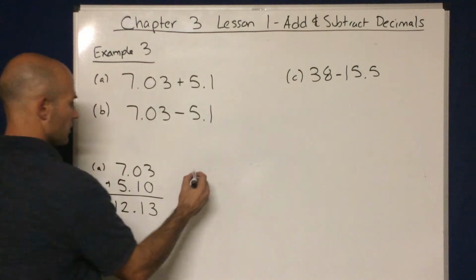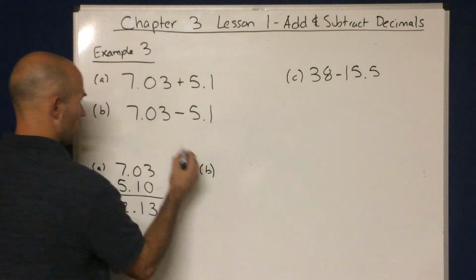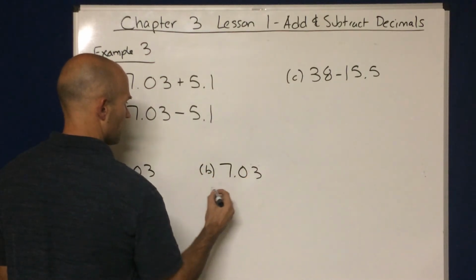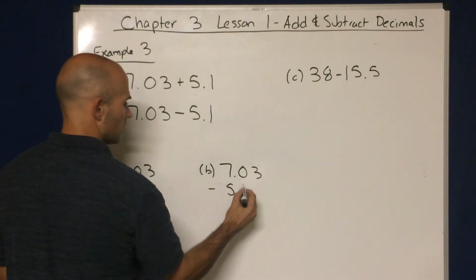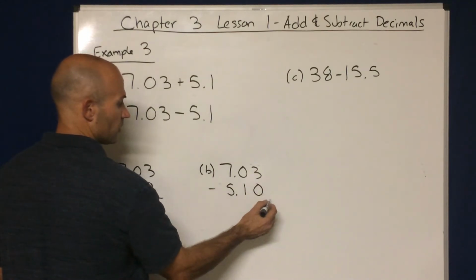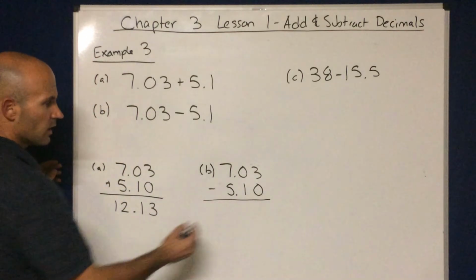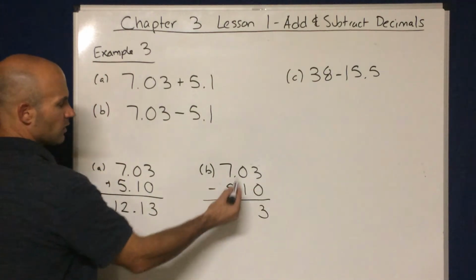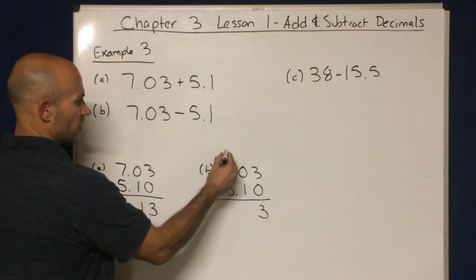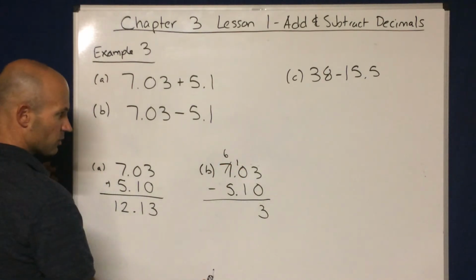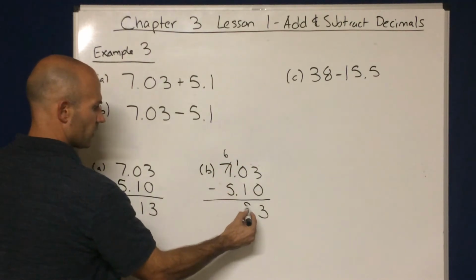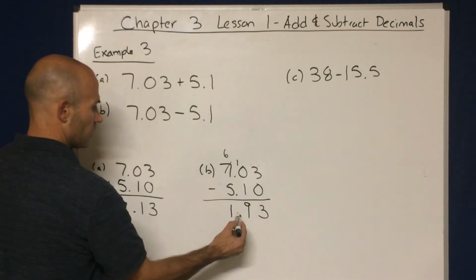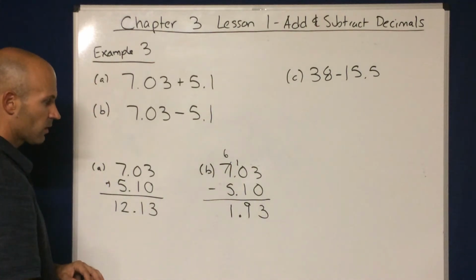The same thing will have to be done in the case of subtracting the two numbers. 7.03 minus 5.1. Line up the decimals and add any zeros that we need. 3 minus 0 is 3. 0 minus 1, I have to borrow from this 7. And now I could do the subtraction. 10 minus 1 is 9. And finally, 6 minus 5 is 1. So 1.93 in this case.